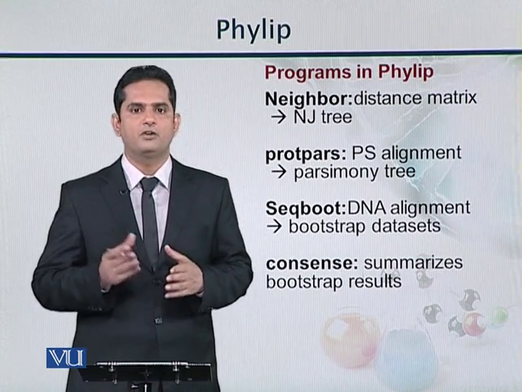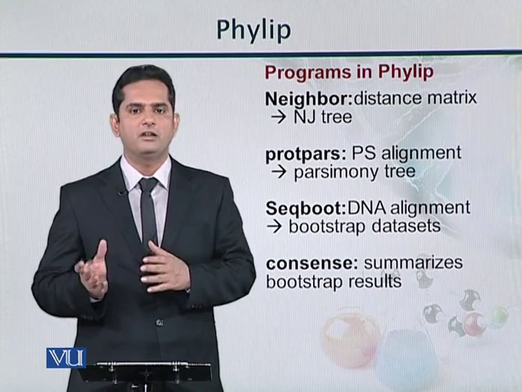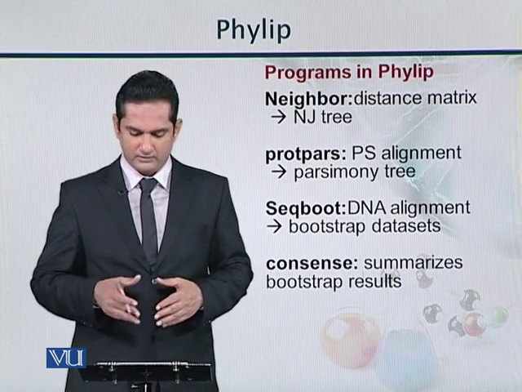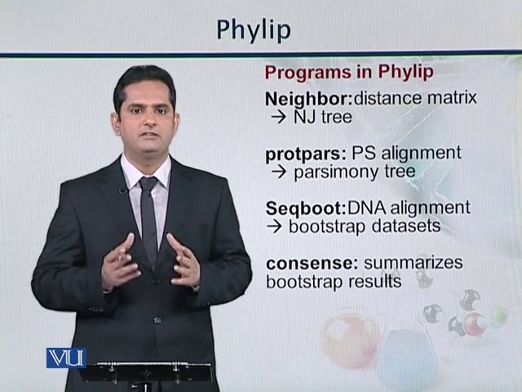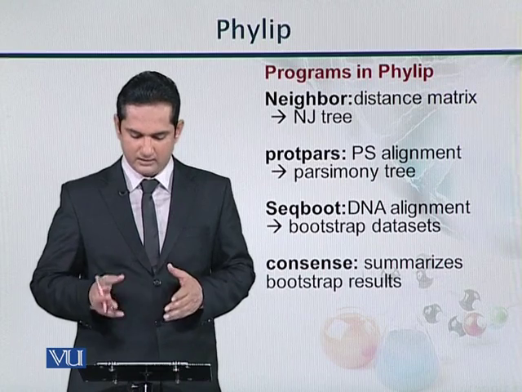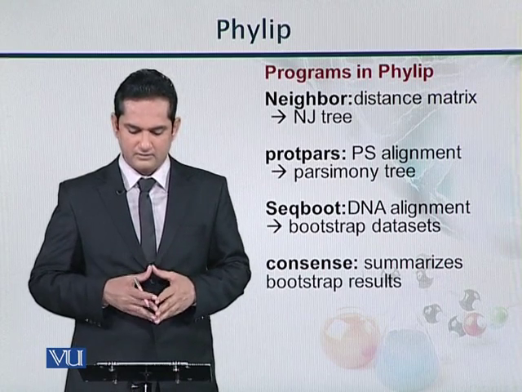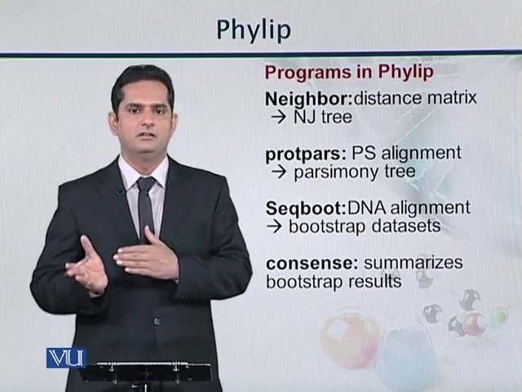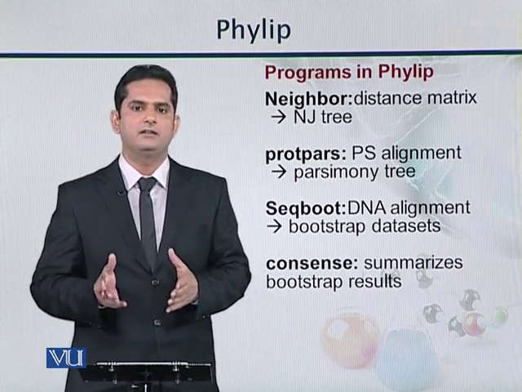We have PROTPARS. PROTPARS is basically for protein sequences, and again it uses parsimony trees. Then we have SEQBOOT. SEQBOOT basically uses bootstrap resampling of sequence datasets for DNA alignment. And then we have CONSENSE, consensus trees. Consensus trees are used for summarizing the results of different phylogenetic analysis outputs.